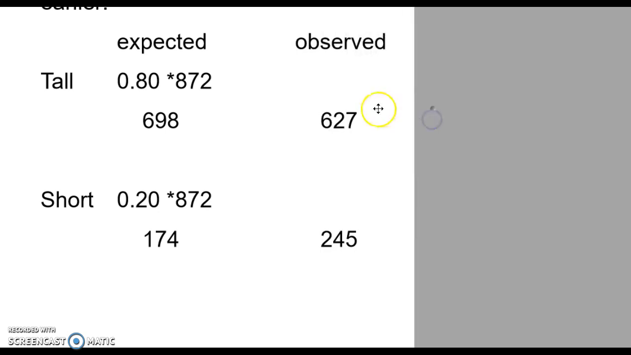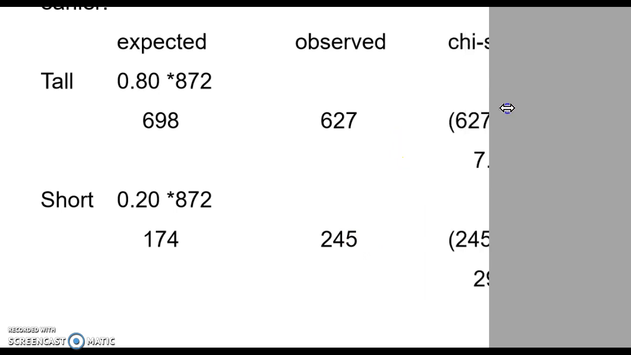Well, from what we established earlier, we knew from the previous gene pool that 20% of the population should be short, and of course 80% of the population should be tall. When we apply 80% to 872 and 20% to 872, we get close to 700 tall ones that we expected and 174 short ones. What did we observe? Well, we observed this, 627 and 245. Lower, but is it too low? Is it so low that we would have to reject the idea that the gene pool is settled? So let's take a look at that.